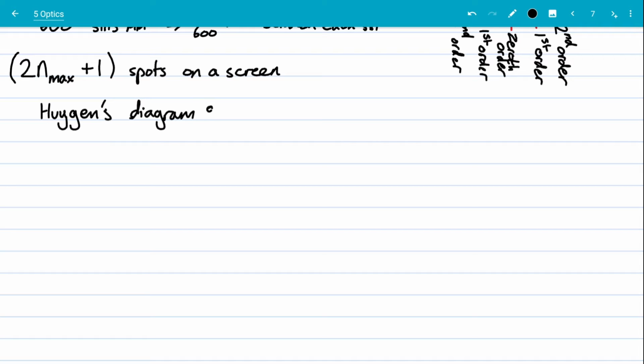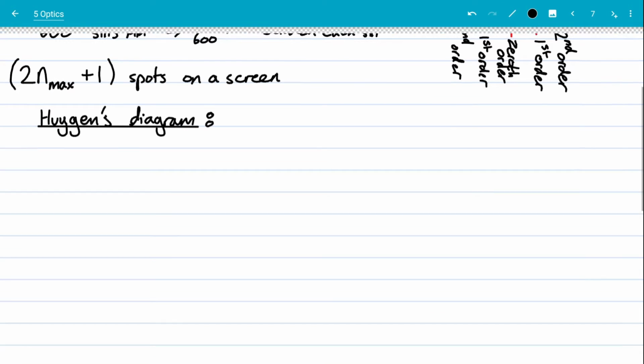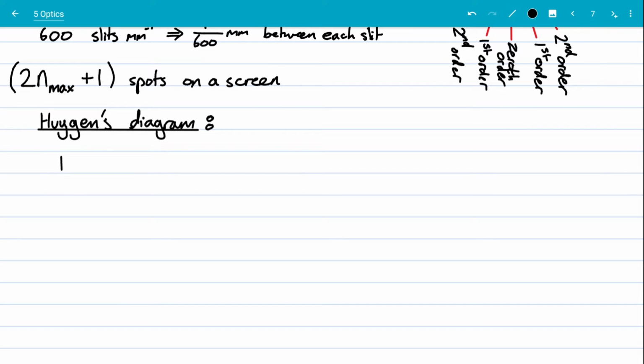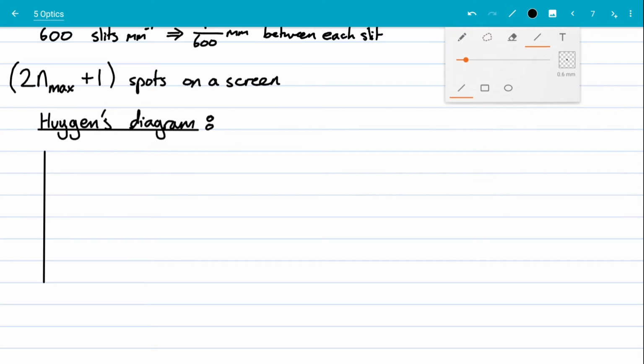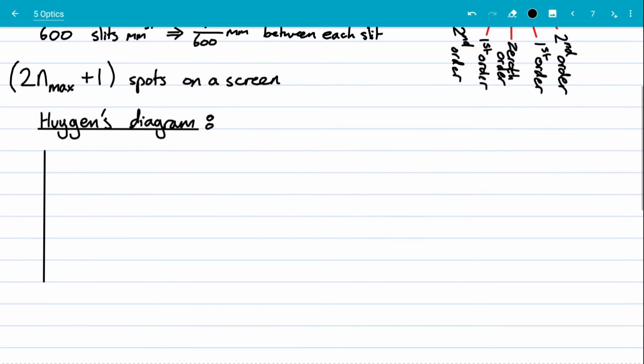Using Huygens wavelets. So if I just draw a diagram, what we've got is a bunch of slits. So let's draw 1, 2, 3. In fact, what I'll do is I'll cheat. I'll draw one of them and then I'll rub out where the slits are, because I have the technology. I can do that sort of thing. So let's rub that one out, let's rub that one out, let's rub that one out, let's rub that one out, let's rub that one out. So I've got a bunch of these.